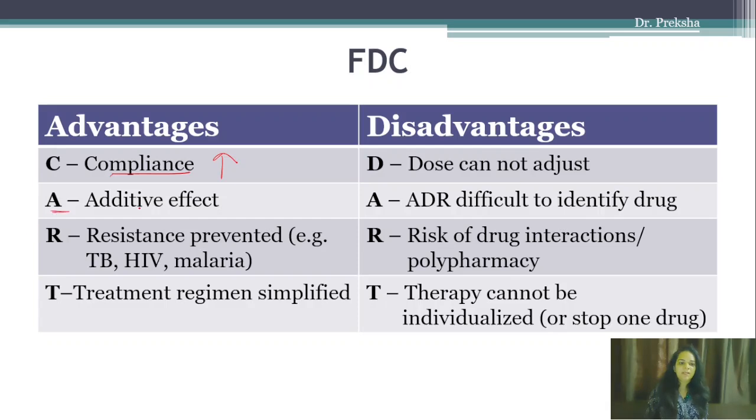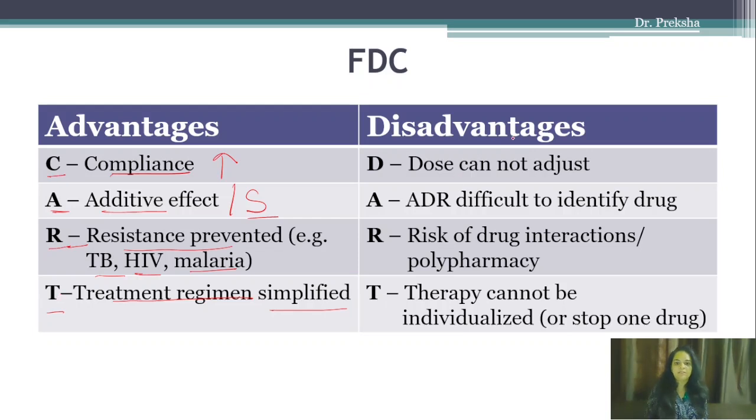Then A stands for additive effect or synergistic action of the drugs. R stands for resistance prevention, for example in case of tuberculosis, HIV or malaria, where a combination of drugs is given to prevent resistance. T stands for treatment regimen simplified for the patient, as the patient has to take fewer tablets, so that will simplify the treatment. So you can remember the advantages with the help of a very easy mnemonic, and that is CART.